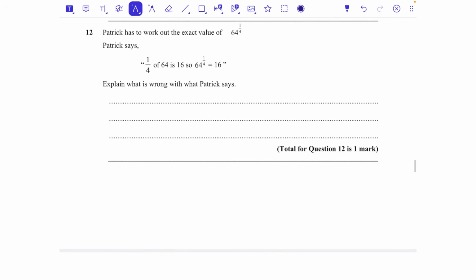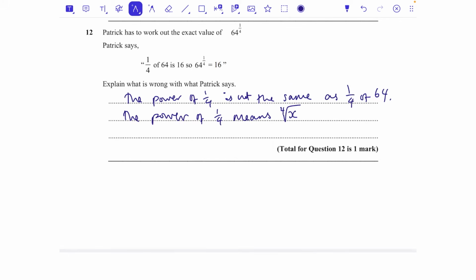Question number 12. Patrick has to work out the exact value of 64 to the power of a quarter. Patrick says a quarter of 64 is 16, so 64 to the power of a quarter is 16. Explain what's wrong with what Patrick says. So the power of a quarter is not the same as a quarter of 64. So finding a quarter of something is not the same as doing the power of a quarter. The power of a quarter means the fourth root. So we actually need to do the fourth root, not find a quarter of it.